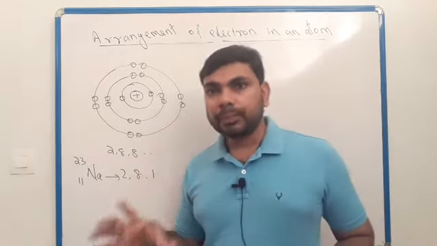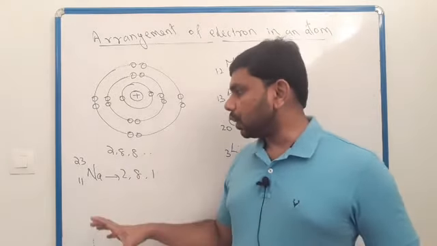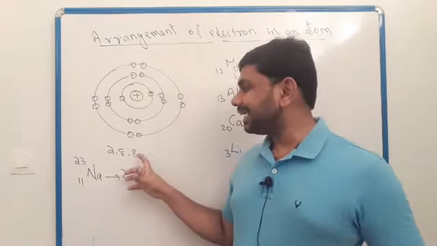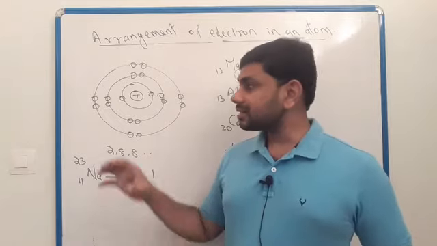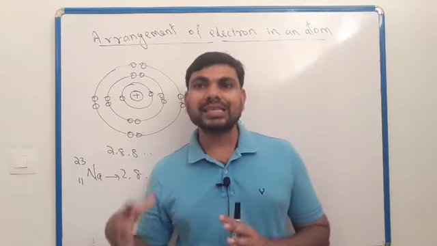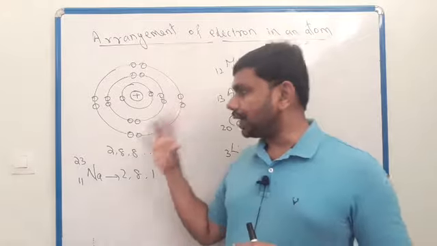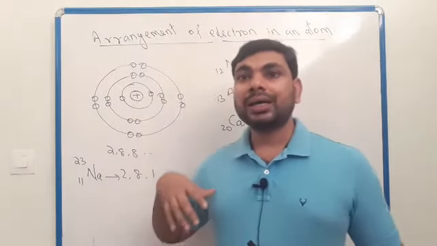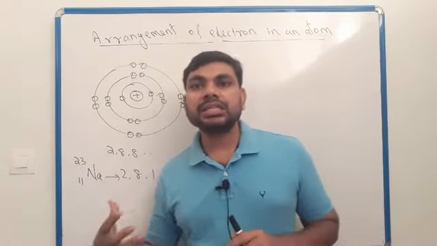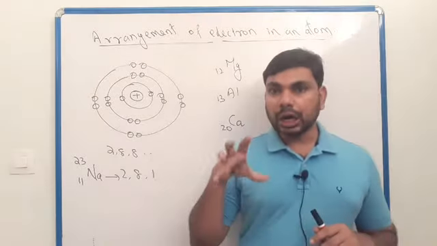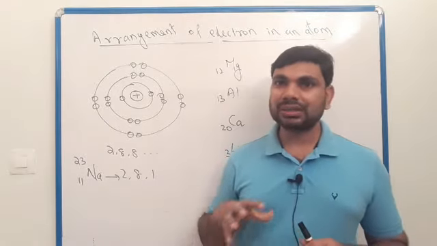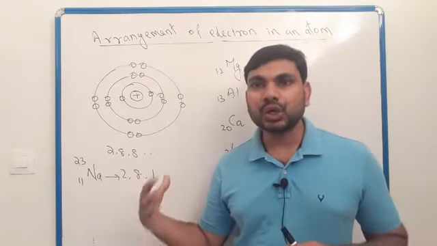You have to remember: first orbit 2 electrons, second orbit 8 electrons, third orbit again 8 electrons. There are certain equations or reasons for why the first shell holds 2 electrons, why the second shell holds 8 and again 8. These reasons we will study in higher classes. For now just remember: first shell 2 electrons, second shell 8 electrons, third shell again 8 electrons, and so on.